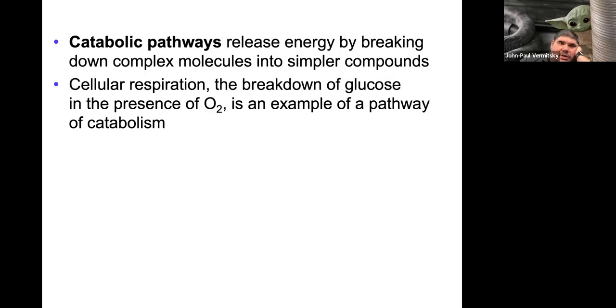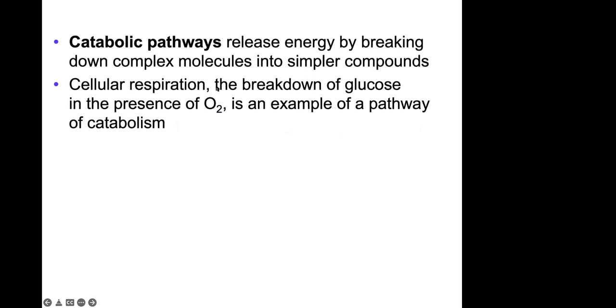So when we talk about metabolism, we can talk about two types of pathways. The first is catabolic pathways. Catabolic pathways will release energy by breaking down complex molecules into simpler compounds. And what this means is you take a molecule like glucose and you break down that glucose molecule in order to produce ATP, which is the energy source for cells. That would be a catabolic pathway. Cellular respiration is the breakdown of glucose in the presence of oxygen under aerobic conditions. That's what presence of oxygen means, aerobic. And this is an example of a catabolic pathway.